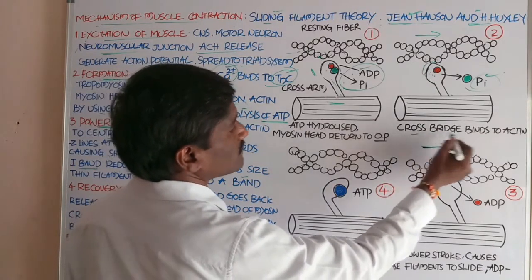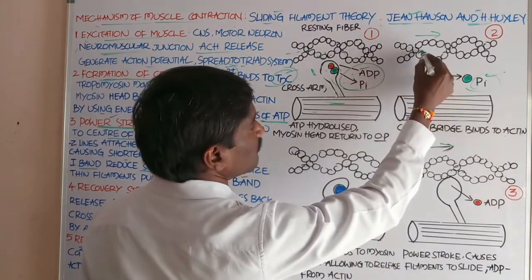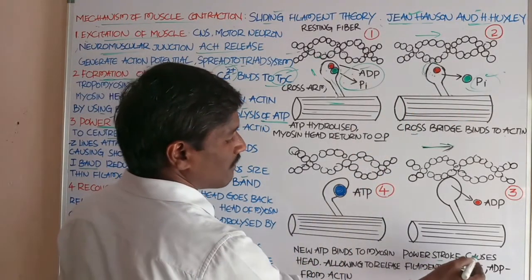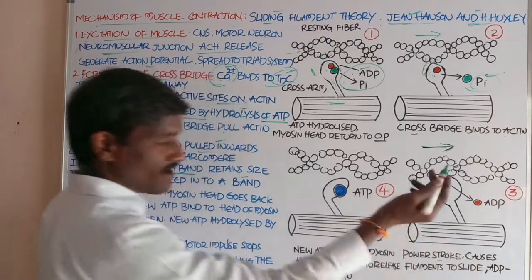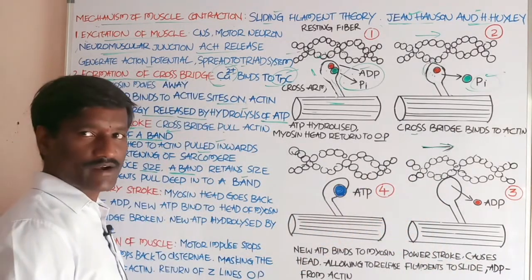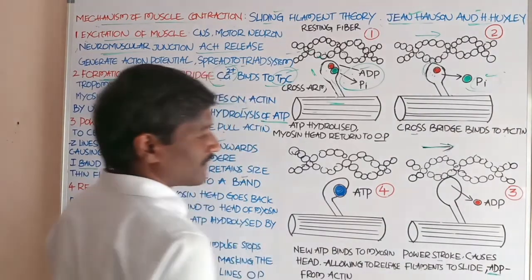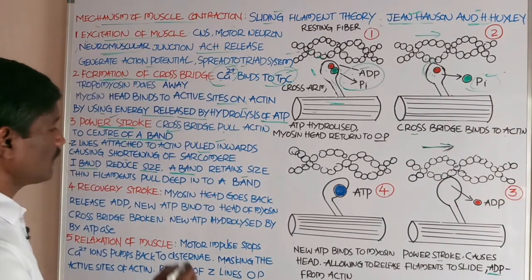Okay, student, the cross bridge binds to the actin and pulls inwards. This power stroke causes the filaments to slide between the thick filaments, and at the same time ADP is also released.